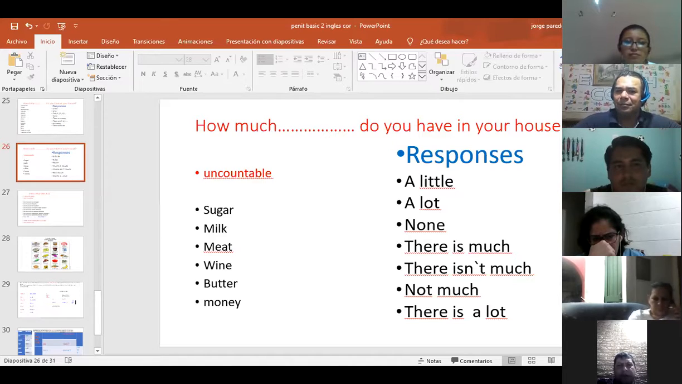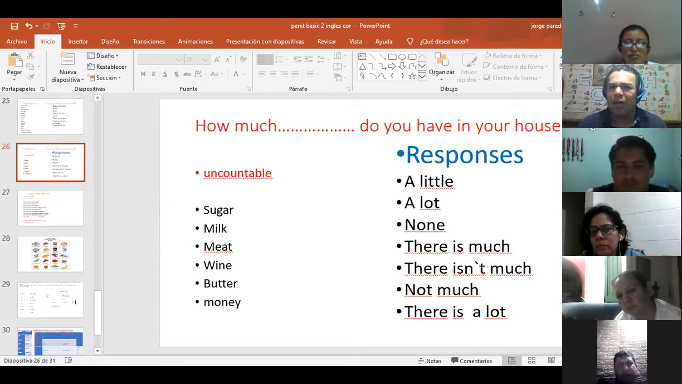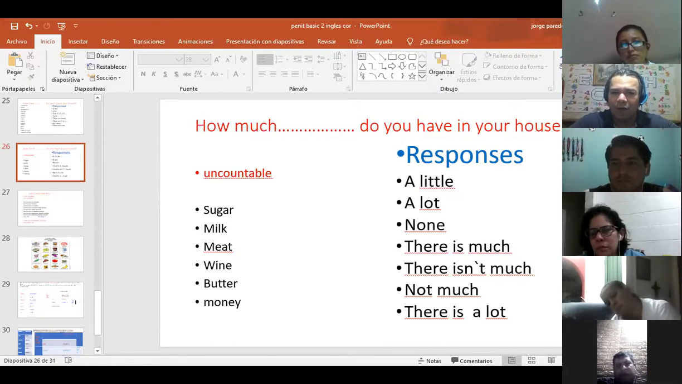Respóndeme en plural. I have... Yo tengo 3 libras. 3 pounds. Or 3 kilos. Ah, okay. Acceptable. No hay problema. ¿Cómo puedes decir tengo poco, tengo mucho? O puedes poner a little, a lot, none. Okay. No hay problema. No problem.